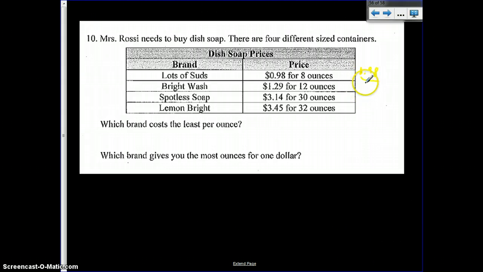98 cents, 8 ounces. How much per ounce for this brand? Divide and see. Is it 12 cents? All right, what did you get, Matt? I got 8.16. If you can't round it, unless you round it. Let's see, do 0.98 divided by 8.